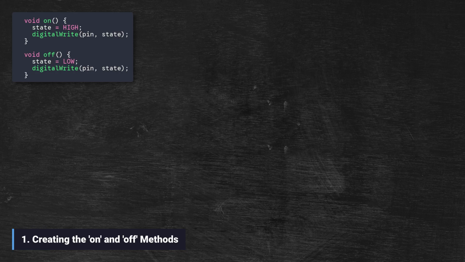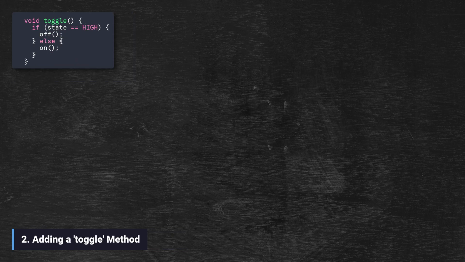We will add two simple methods, on and off. Inside on, we set our state variable to HIGH and call digitalWrite using the pin attribute. The off method does the exact opposite. Notice how these methods are public, so they can be called from our main loop.